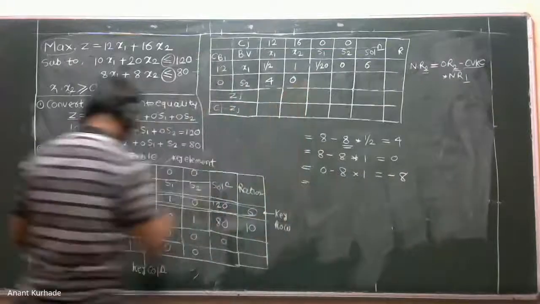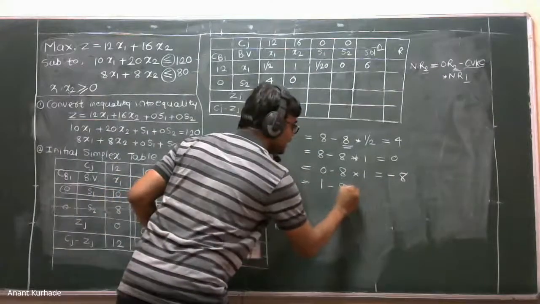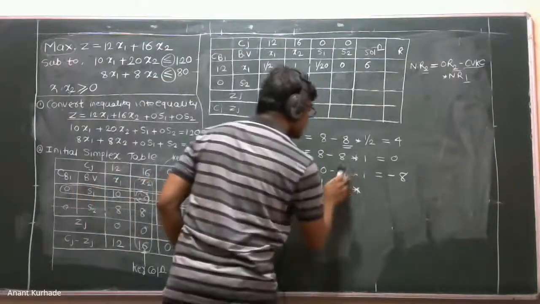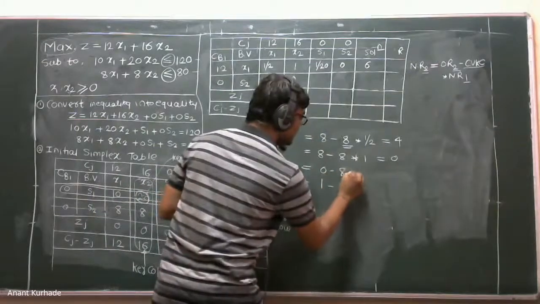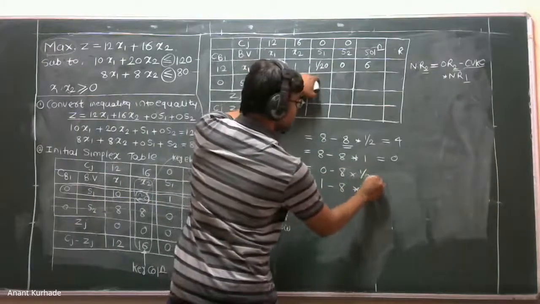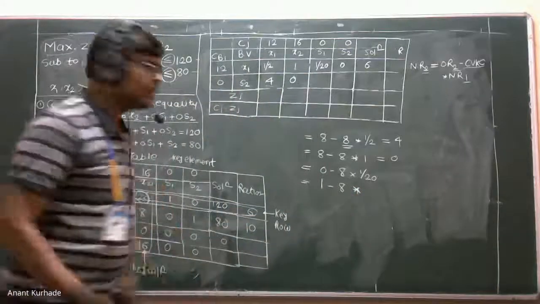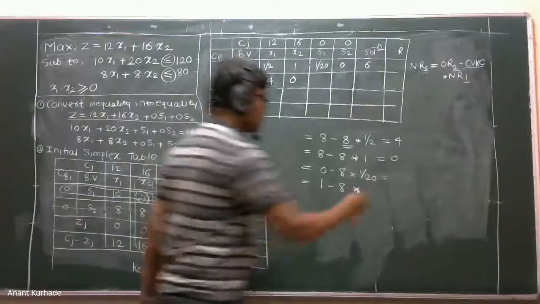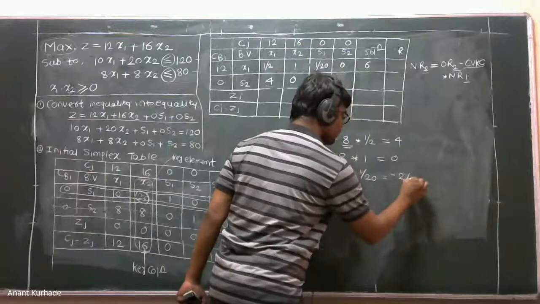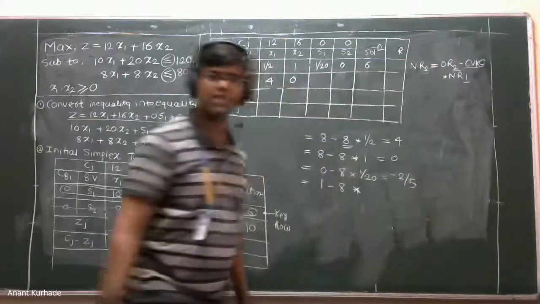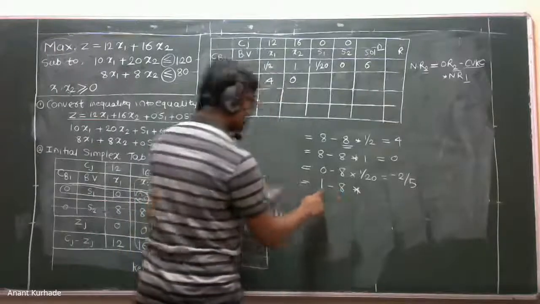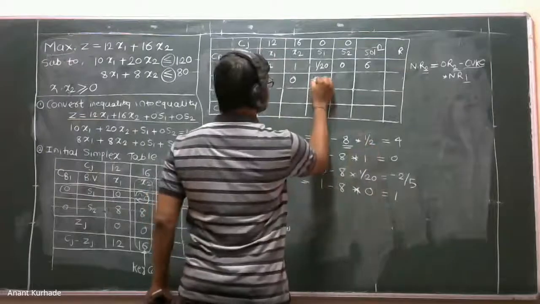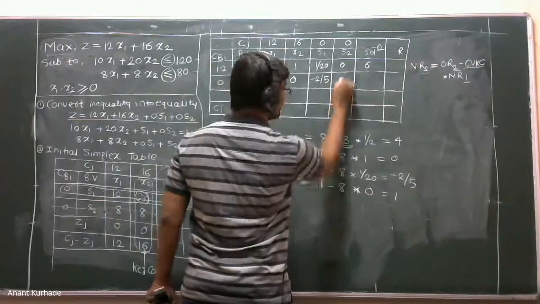Next one. 1 minus 8 into 1 upon 20. Write it down in denominator format: minus 2 upon 5. Now for here, 1 minus 8 into 0, we have 1. Write down here minus 2 upon 5. Here we have 1. 1 is correct.